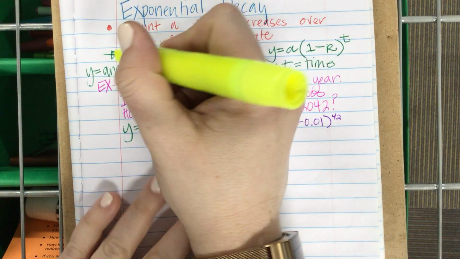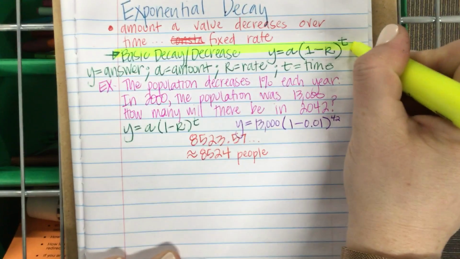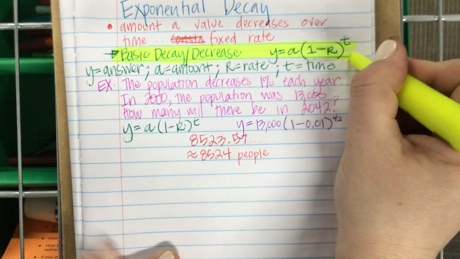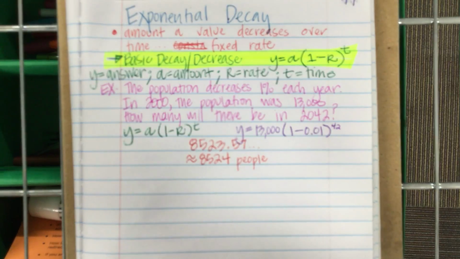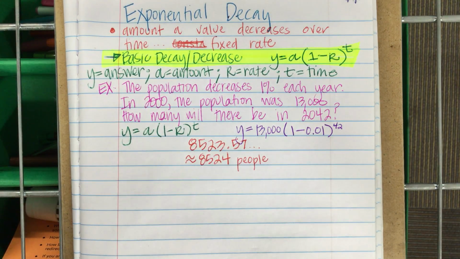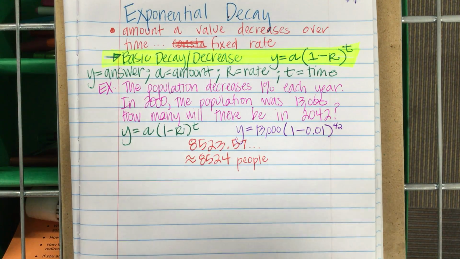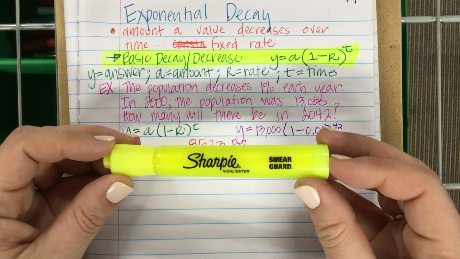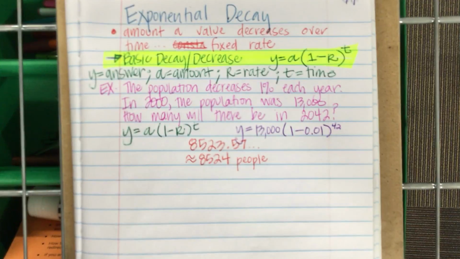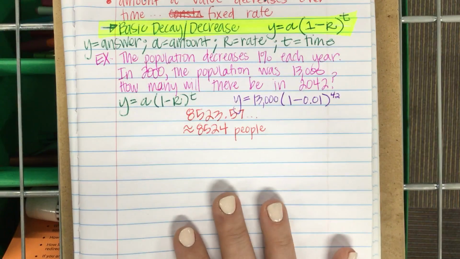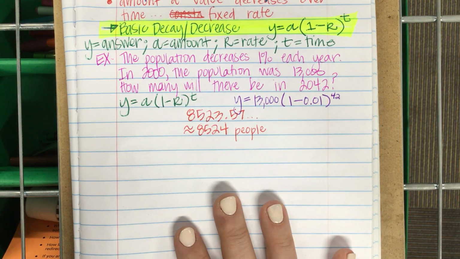I'm going to highlight this, just maybe that'll help some people visualize it while they're doing their homework. Now it's yellow. It's a new highlighter. It's a Sharpie highlighter. That's why it's so green. Smear guard. No smears here. Be jealous. Yeah, very jealous. No smears.